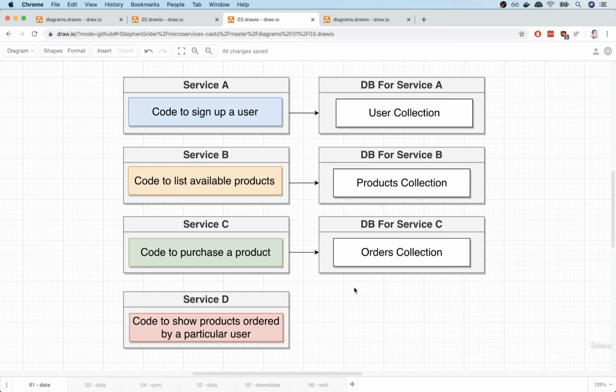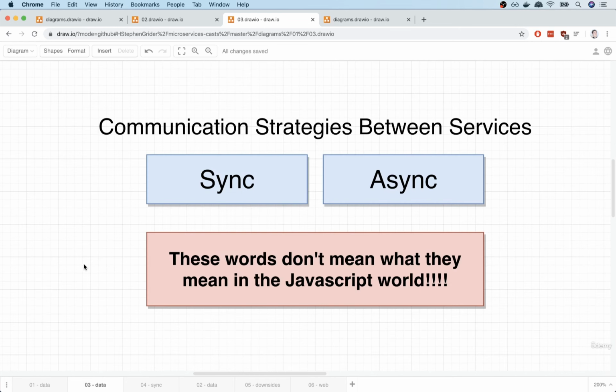So in this video, we're going to take a look at two very general strategies that we can use to solve this problem. These two general strategies are really talking about how we communicate between different services. They are referred to as synchronous, or sync, and asynchronous, or async. I want you to understand right away that in the microservices world, these terms do not mean what they mean in the JavaScript world. JavaScript has its own definition of sync and async. That is not the same thing as sync and async in microservices. Very different terms. So let's first begin by taking a look at the definition of a synchronous communication style.